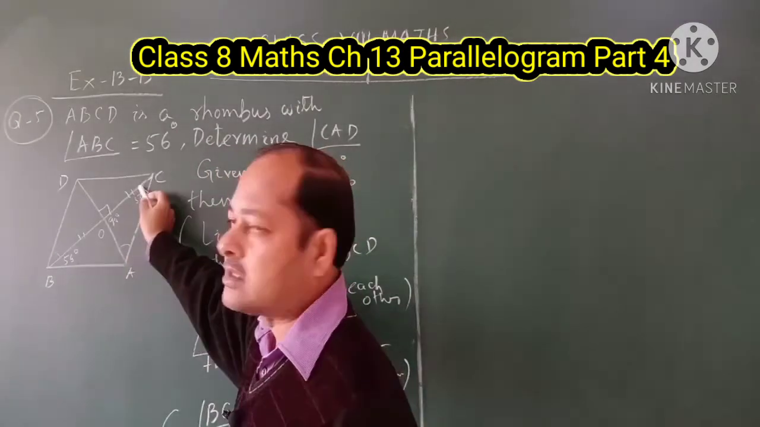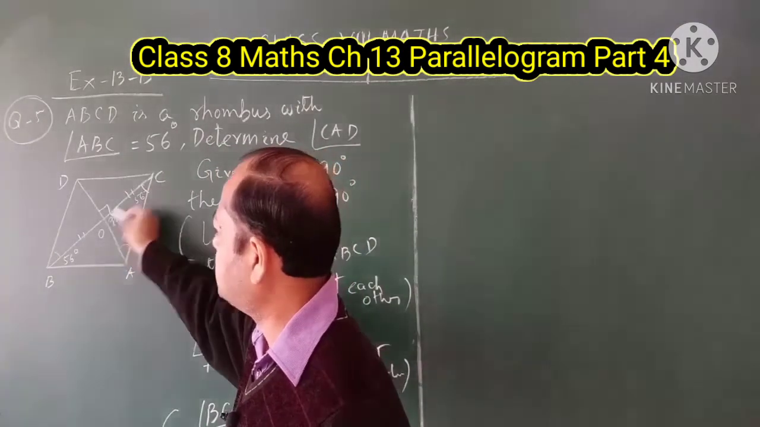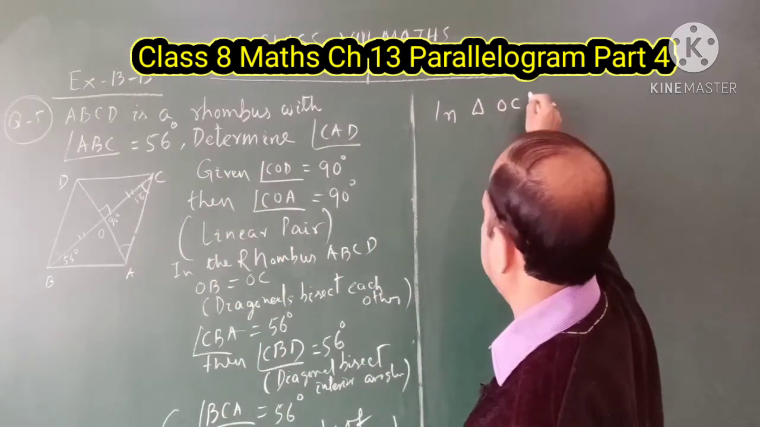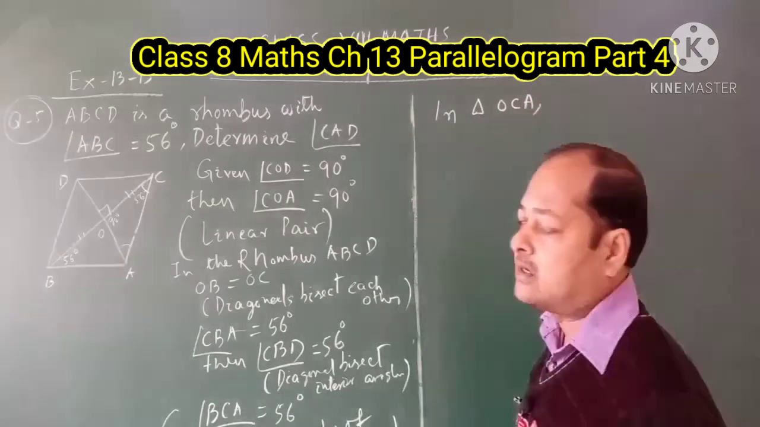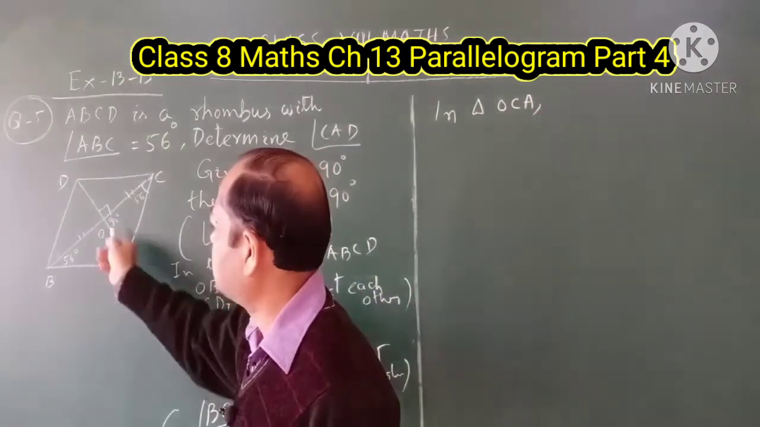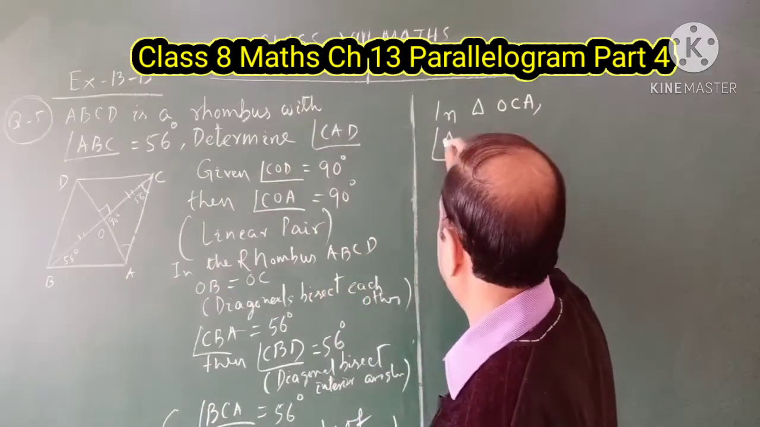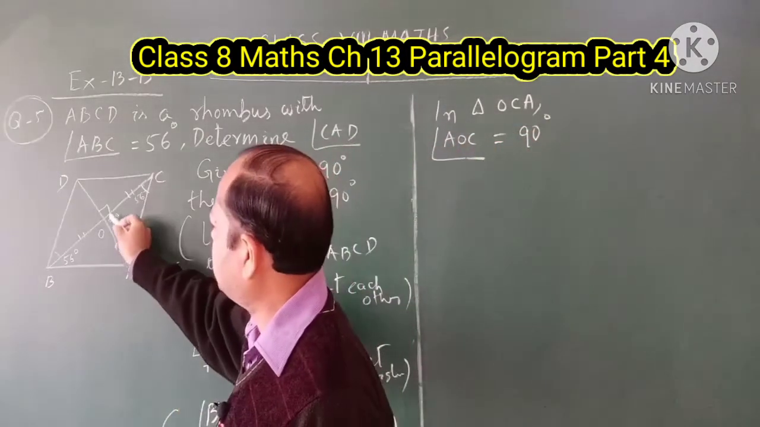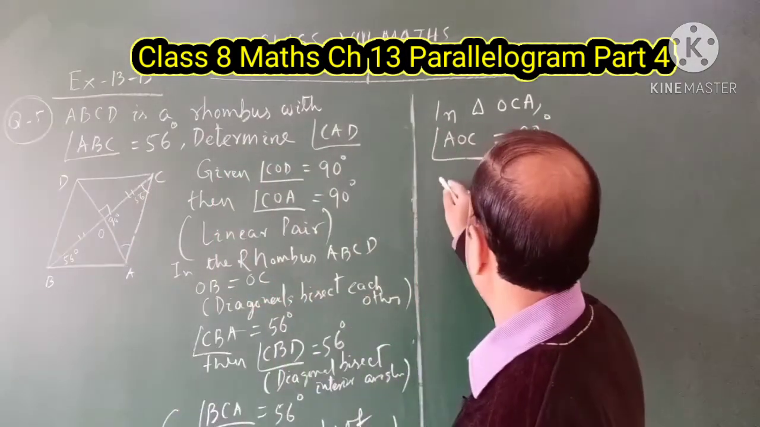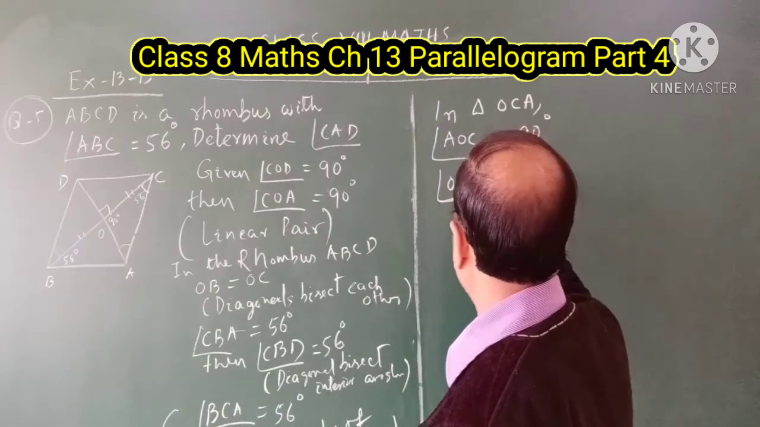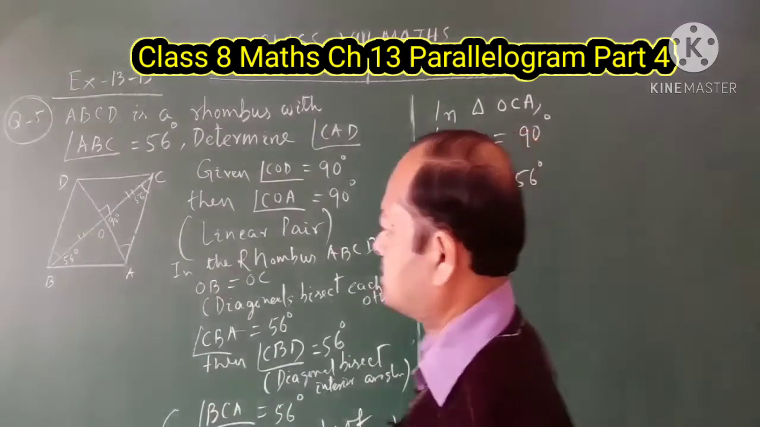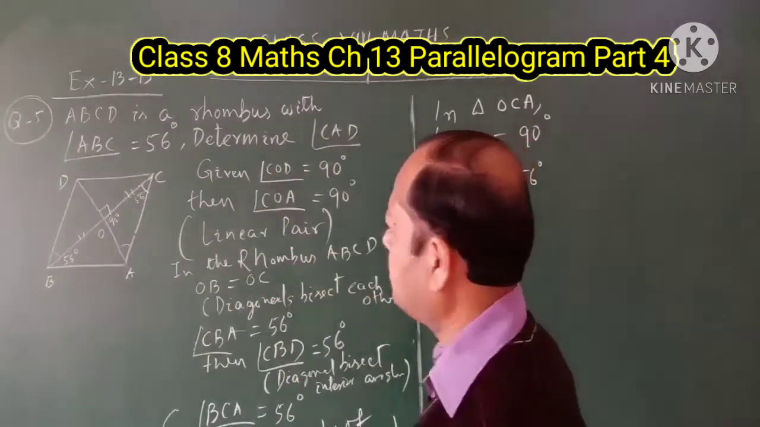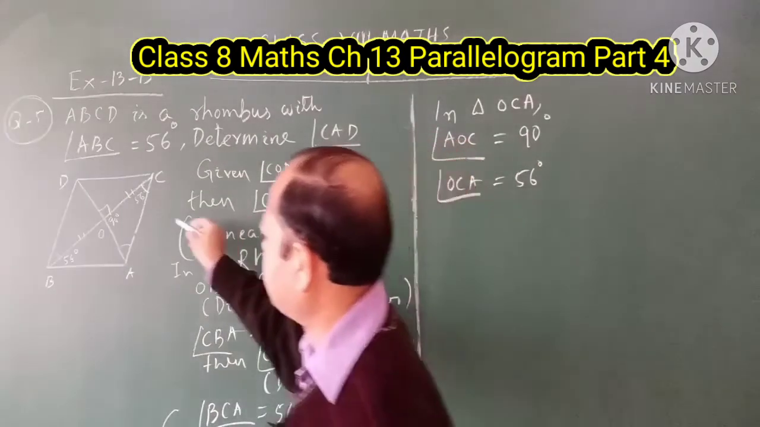So we got two angles in this triangle, the triangle named OCA. So write down, in triangle OCA, we have got this is 90 degrees, that means angle AOC equal to 90 degrees, and another angle we got here, that is OCA, 56 degrees, because this is the opposite of this angle and both are equal. Now what do we have to find out? The question is asking us to find the angle CAD.